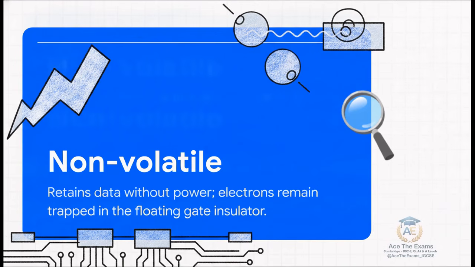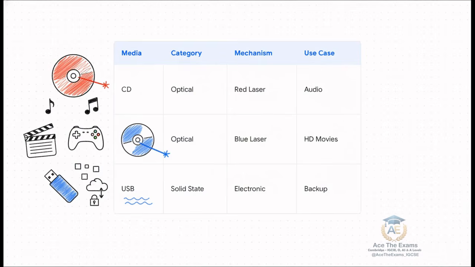Explaining that floating gate mechanism is exactly what upgrades your answer. And this table brilliantly illustrates how you must match the specific storage media to its realistic use case. An exam question isn't just going to ask, what is optical storage? No, it's going to ask you to recommend a storage type for a specific scenario.